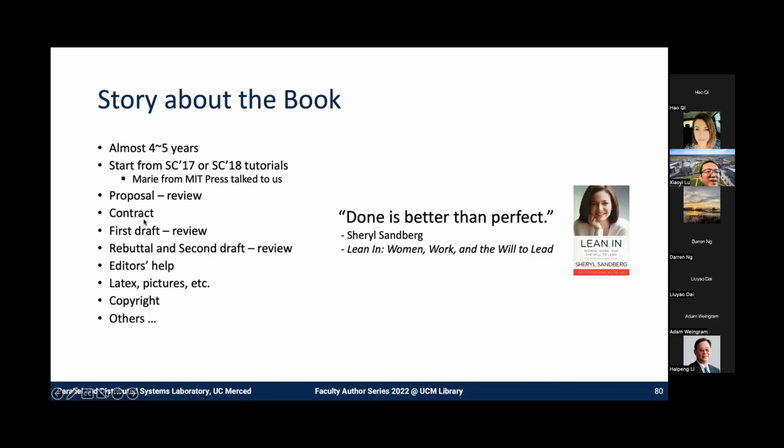Over these years, in the first draft, actually, we got some reviews. Even for the proposal, we got reviews, with people saying you should include this, include that. And after we put together a contract, we got some comments again. And after we finished the first draft, the reviewers said some new things had come out, so you have to keep surveying, keep adding something new. And then in the rebuttal and second draft phase, you have to read the reviews again and change something again. Okay, so that's why it takes so many years to finish.